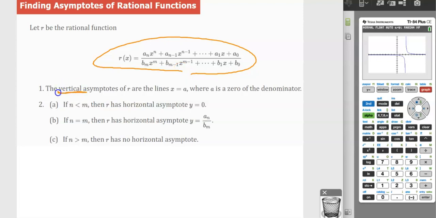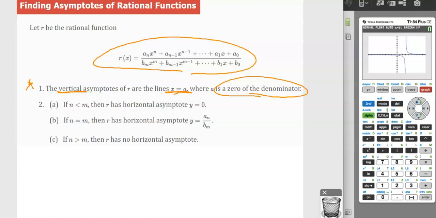Well, a vertical asymptote, I've already said, is where it can't be 0 on the denominator. It can't be 0 on the denominator. Just say that 1,000 times. Make sure you look at the denominator. You cannot have 0 on the bottom. You've got to be very clear on that. You cannot have 0 on the bottom.